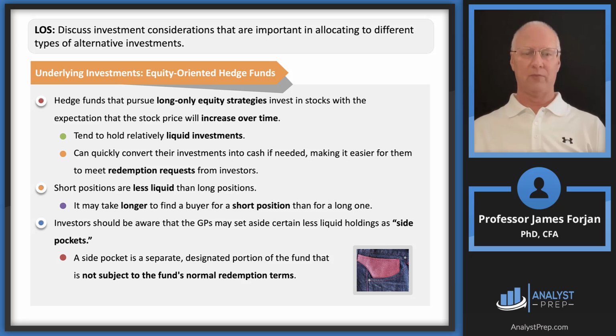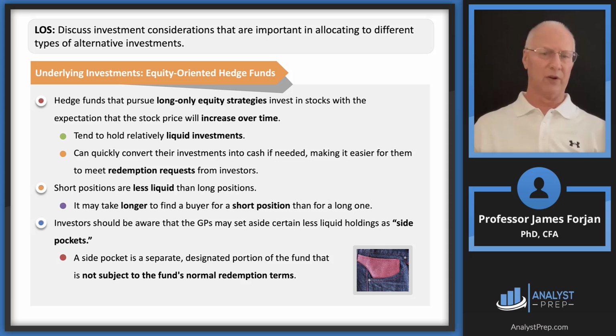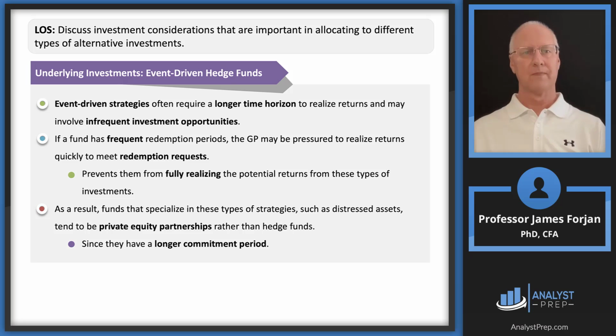We might have these pockets. Maybe we'll call it a side pocket. Maybe we'll call it something else, where we throw some of these less liquid assets into it. Maybe they're not subject to the normal redemption terms. But I'm guessing that the Institute would probably explain this to you in the question stem. So just look for keywords: short position, look for redemption requests, look for side pockets.